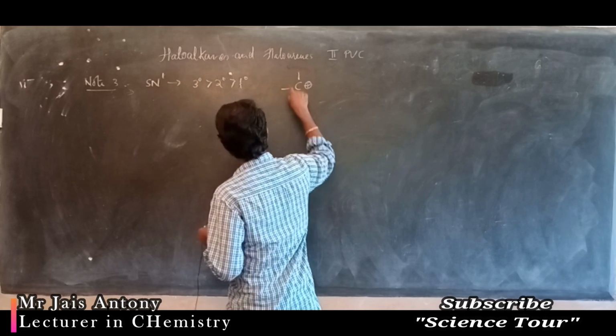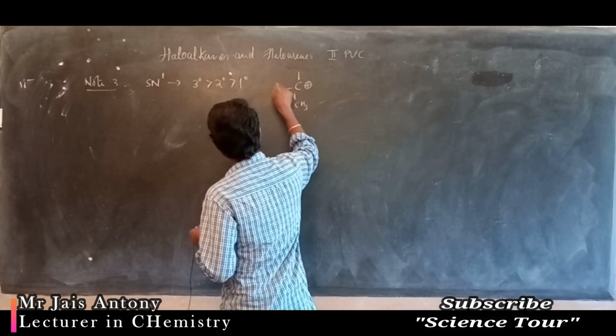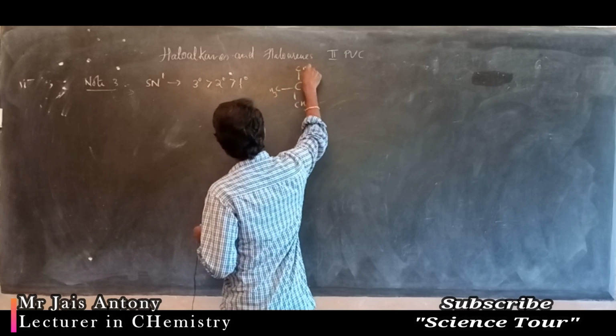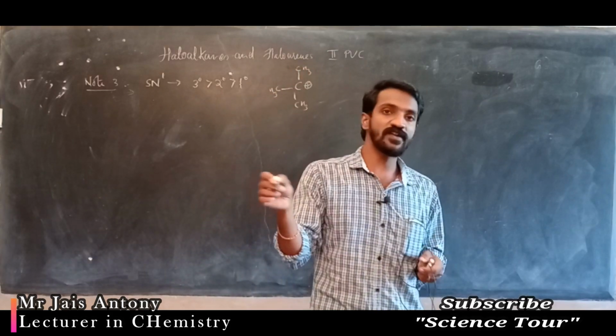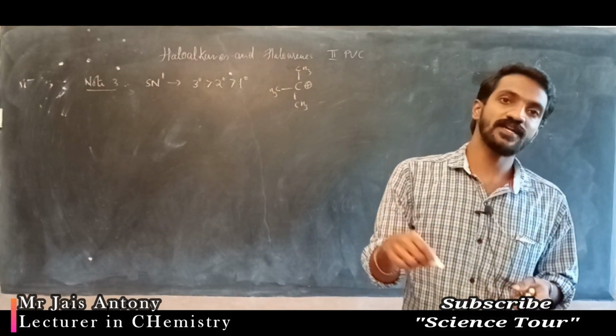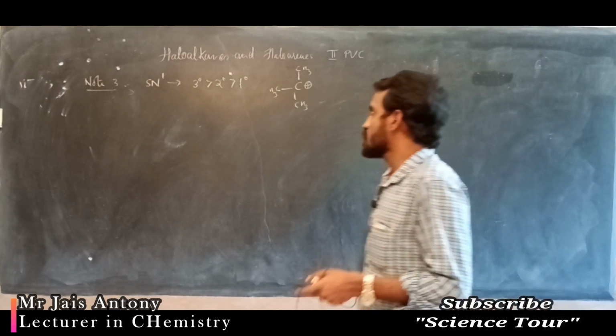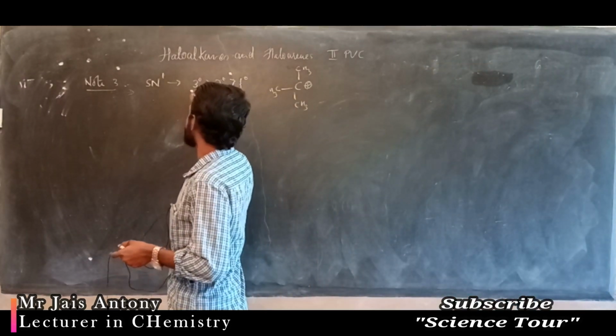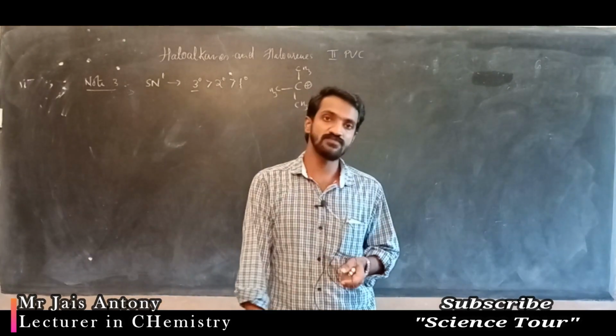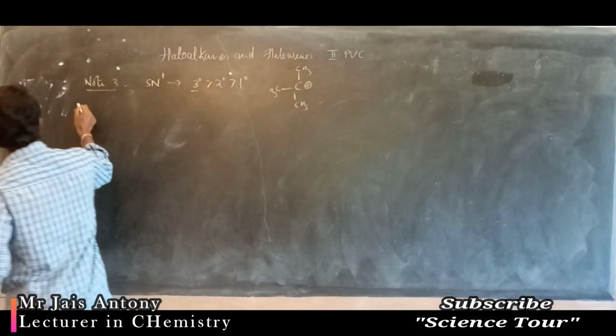the carbocation is attached to three different carbons, like this. Secondary means the carbocation is attached to two different carbons. Primary means the carbocation is attached to one carbon. Understood? So if a tertiary carbocation is there, the SN1 reaction is more favorable. Okay.